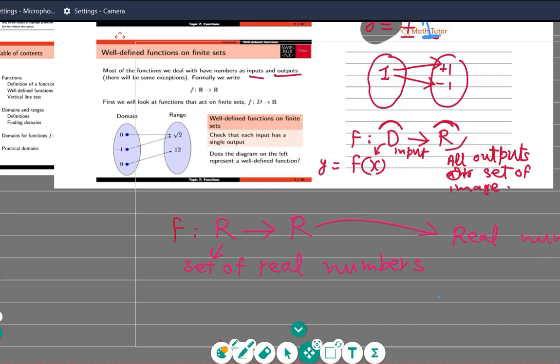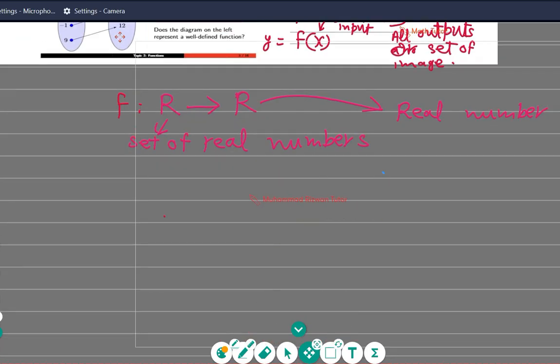For example, I give you an example where domain and range are given. If I have a function from x to 2x plus 1, what is the y value? Suppose this is a function f, x to 2x plus 1. Sometimes we also write y is equal to f of x. What is the f of x value? f of x means image. It is 2x plus 1.